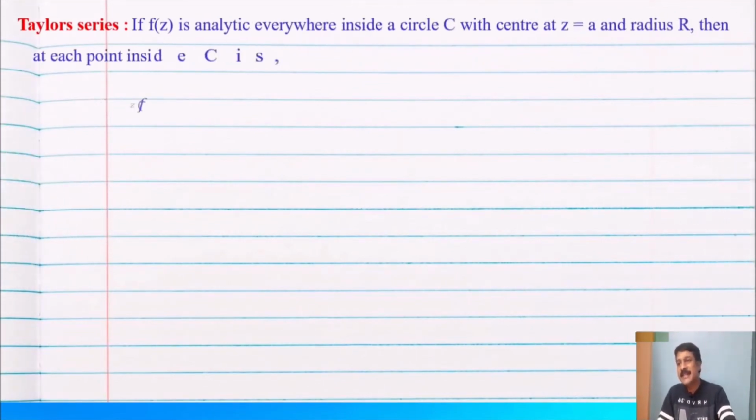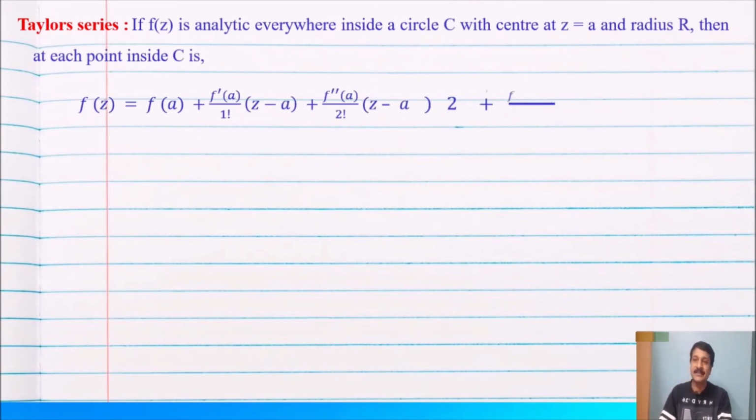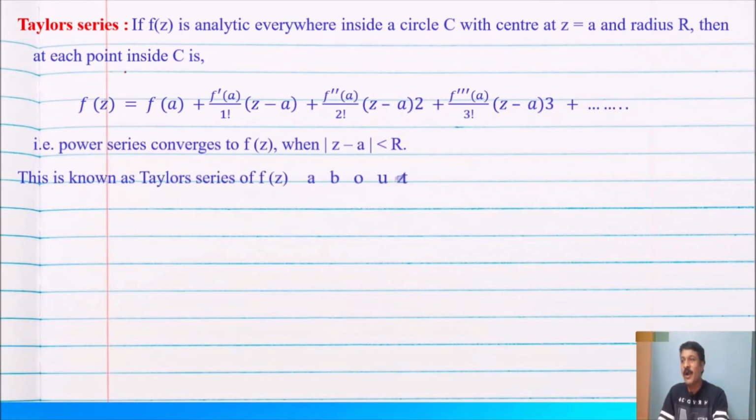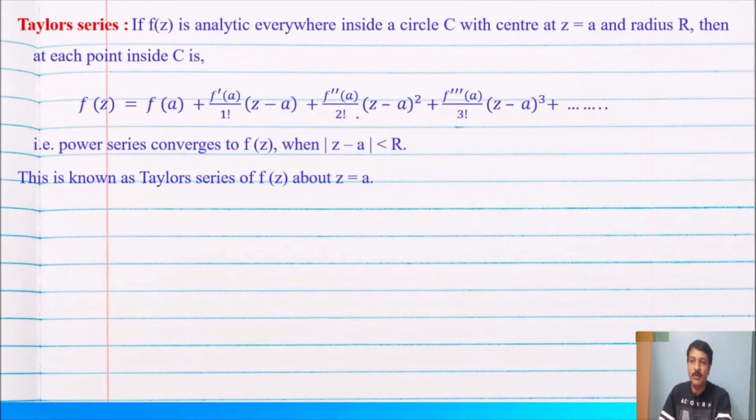If f(z) is analytic everywhere inside a circle C with center z equal to a and radius r, then at each point inside C, f(z) can be expressed as f(z) equal to f(a) plus f'(a) upon 1 factorial (z minus a) plus f''(a) upon 2 factorial (z minus a) square plus f'''(a) upon 3 factorial (z minus a) cube plus and so on. That is, the power series converges to f(z) when mod of z minus a is less than r. Note that here r is the radius. This is known as the Taylor series of f(z) about z equal to a.